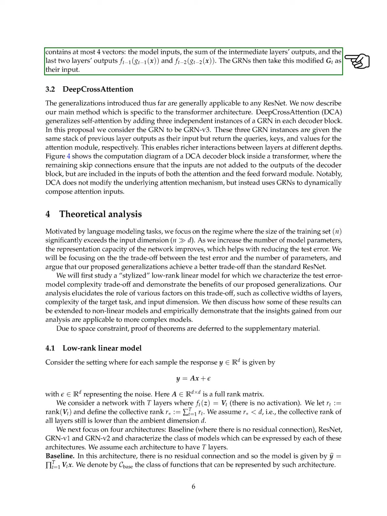For example, if we include 2 layers, the stack would consist of the model inputs, the sum of intermediate outputs, and the outputs from the last 2 layers. This modified stack serves as input for the GRNs.